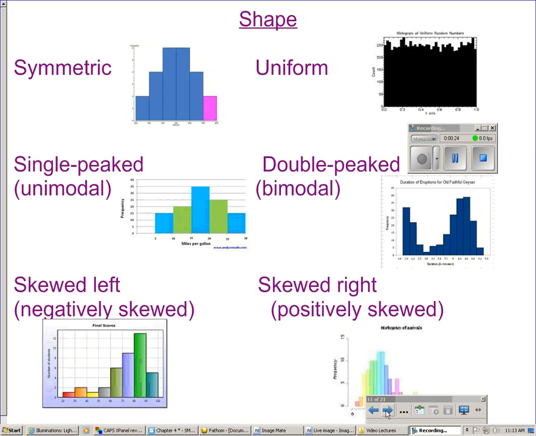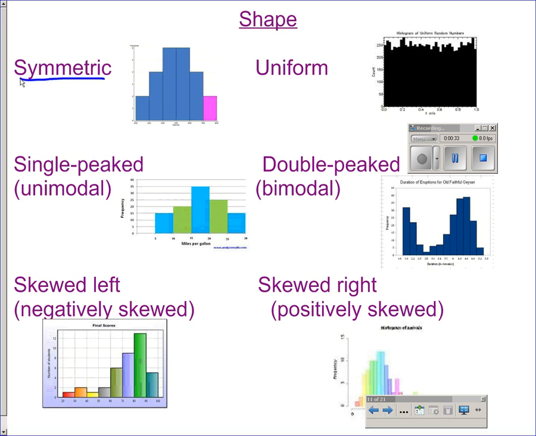So the first one is shape. When you're looking at a histogram or some other type of distribution, you want to check and see if it's symmetric. Symmetric would be the left side is approximately equal to the right side. If it is not symmetric, it could be uniform, where the heights are approximately the same or in the same general area. It does not tail off on the left or the right. If it's not symmetric or uniform, then it could be skewed.